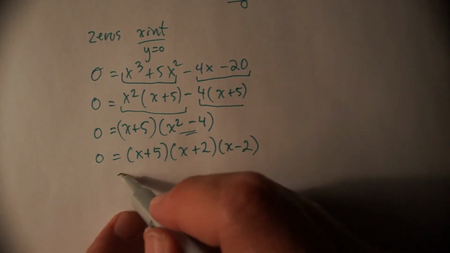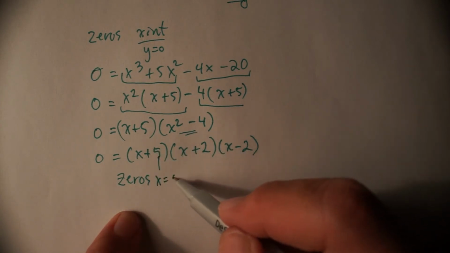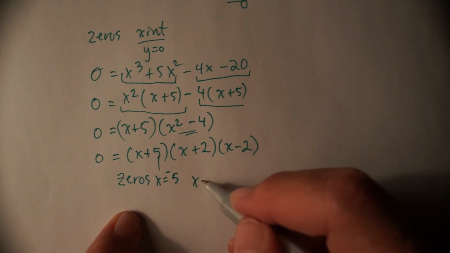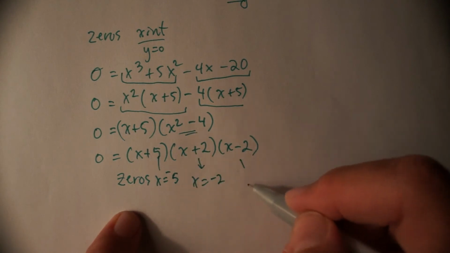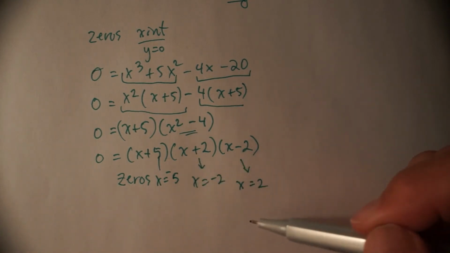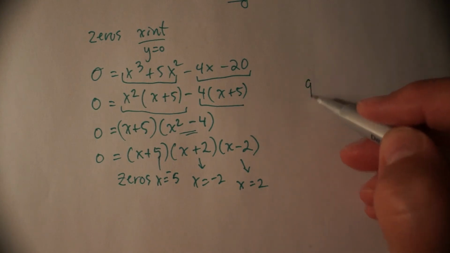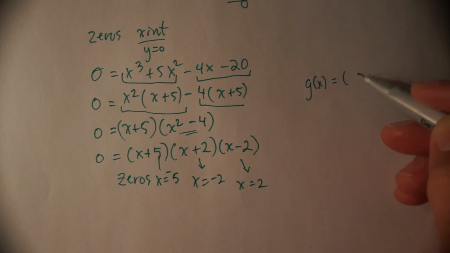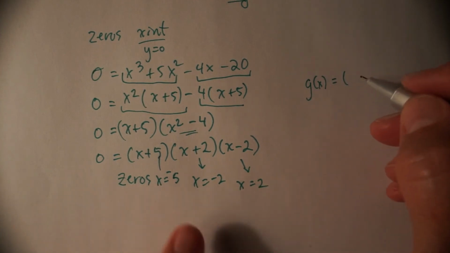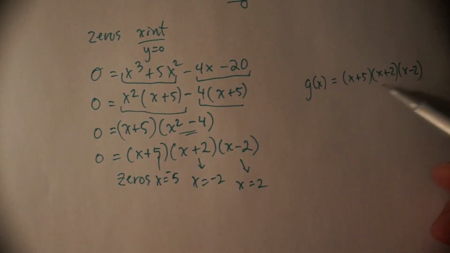All right, so the zeros, or the x-intercepts, will occur where each one of these is 0: x equals negative 5, x equals negative 2, and x equals positive 2. The function that would have to have the same degree, so another example, g of x, we'll call it, would have to have the same zeros. So it's going to have x plus 5, x plus 2, and x minus 2, because it has to have the same zeros, and that would be degree 3.